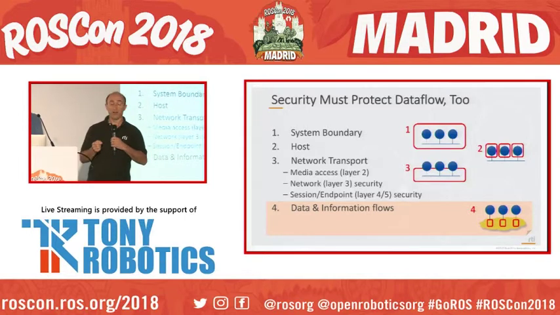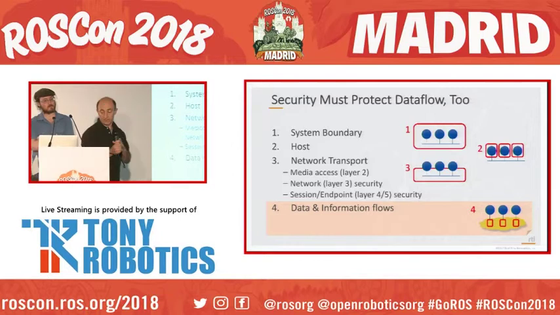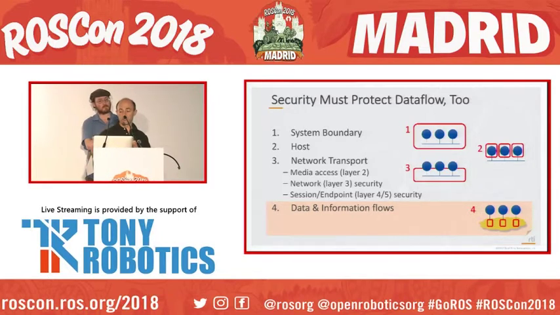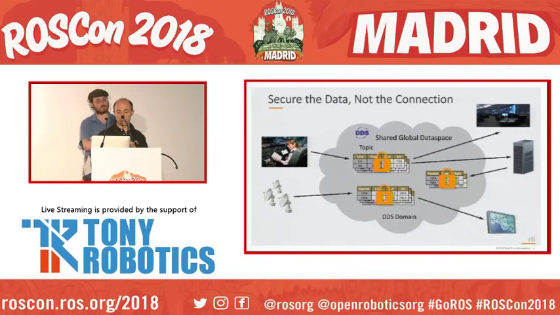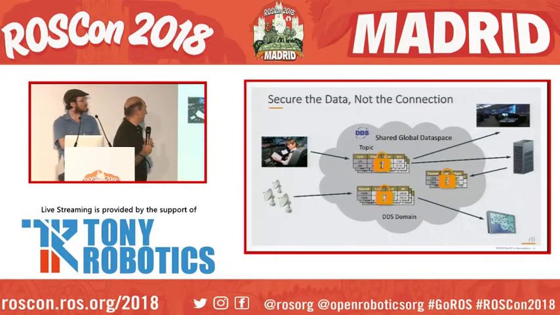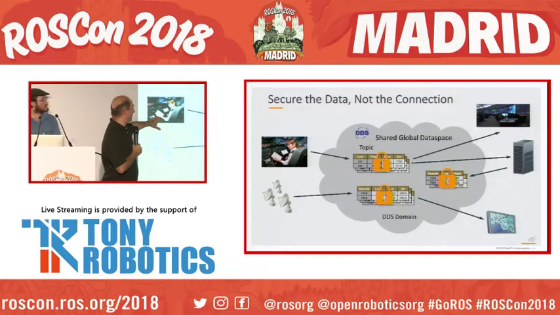So that's why granularity is very important, and that's really what DDS security does, and that's what ROS security leverages on top of DDS. So when you look at that picture, what really happens is that all those topics that are in the shared global data space become individually protected. And becoming individually protected means they have to be separable, right?